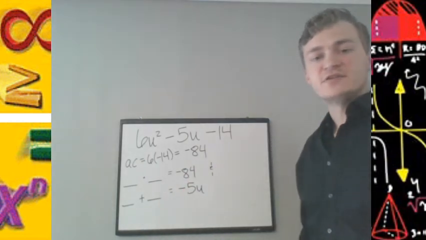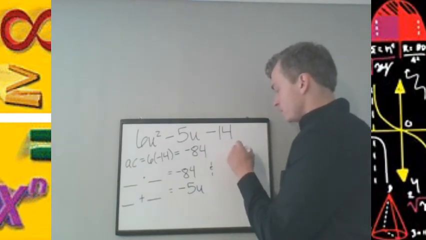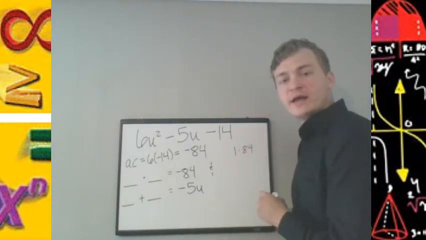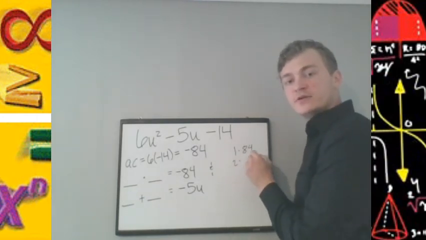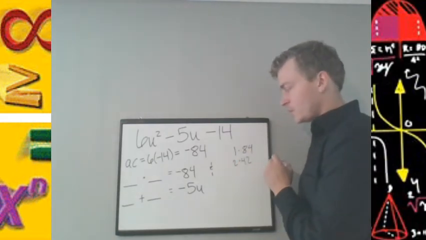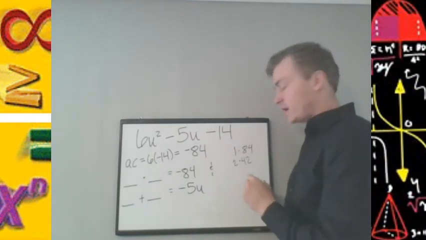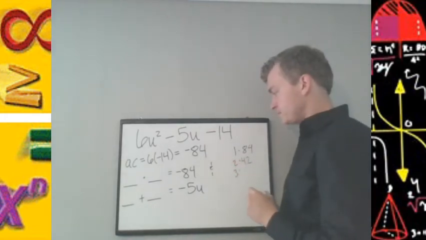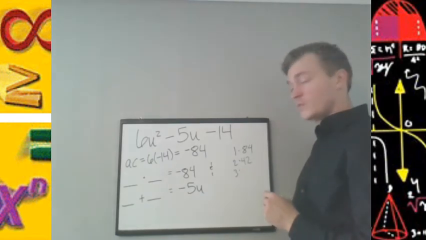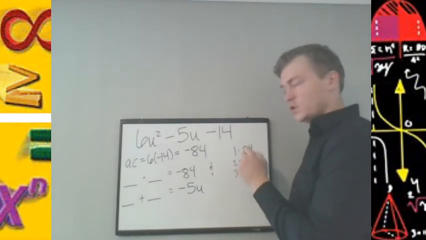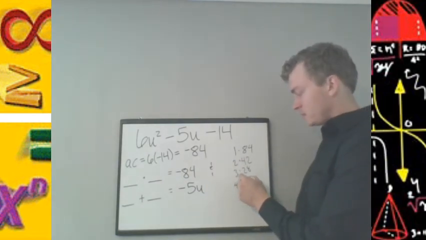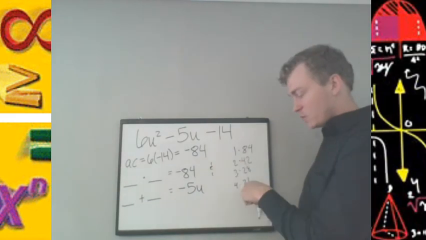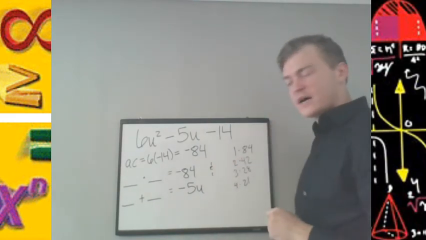So we need to think about the factors of 84. 1 multiplied by 84. 84 is even, so 2 multiplied by, well, 8 divided by 2 is 4, and 4 divided by 2 is 2, so 42. What else do we have here? 3 multiplied by 28. 4 multiplied by 21, because 4 goes into 8 twice, and 4 goes into 4 once. 5 can't go into 84.